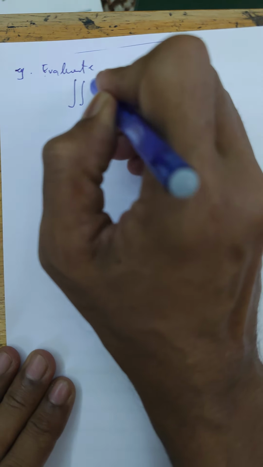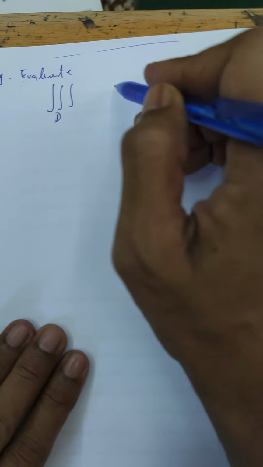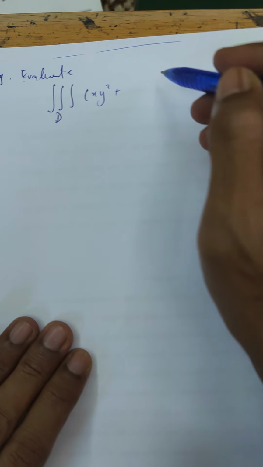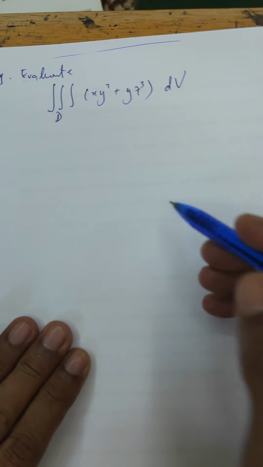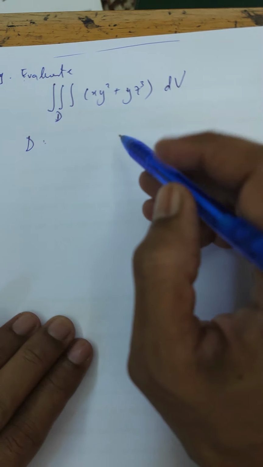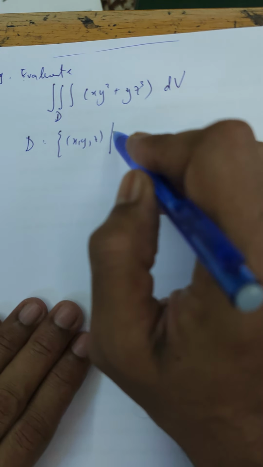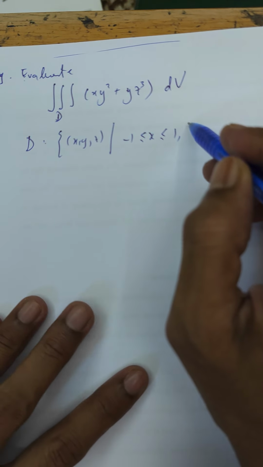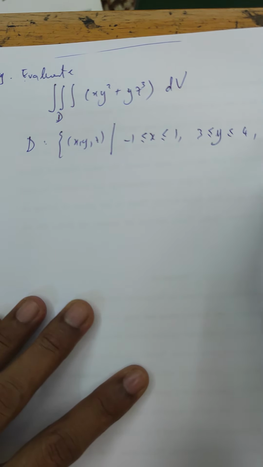Evaluate the triple integral over the region D with the integrand xy squared plus yz cubed dV, where D is given as all the points x, y, z such that x is between -1 and 1, y from 3 to 4, and z from 0 to 2.